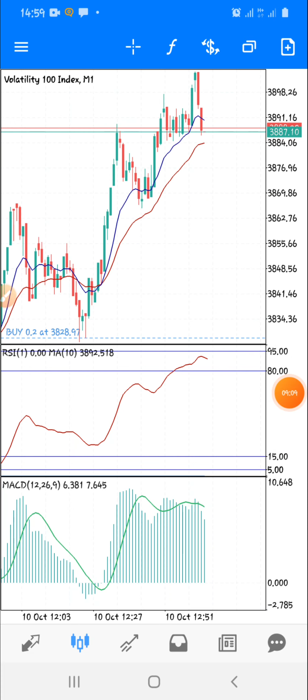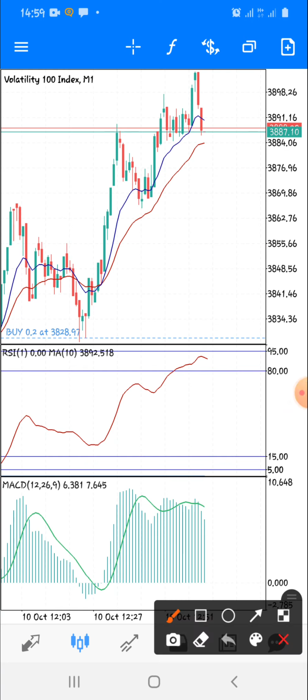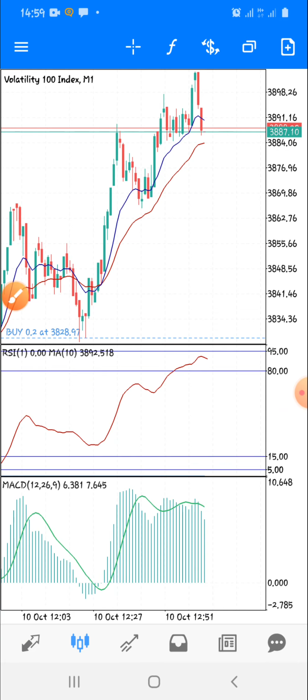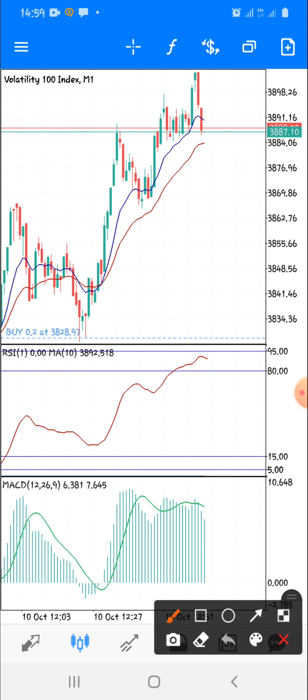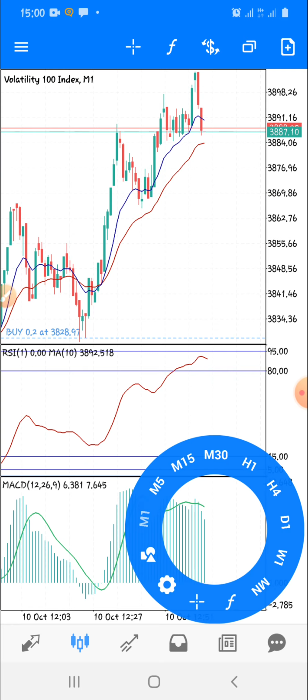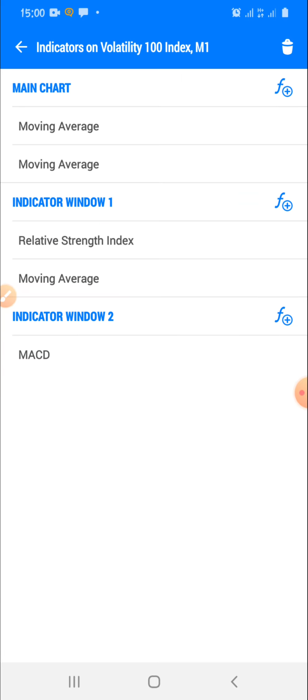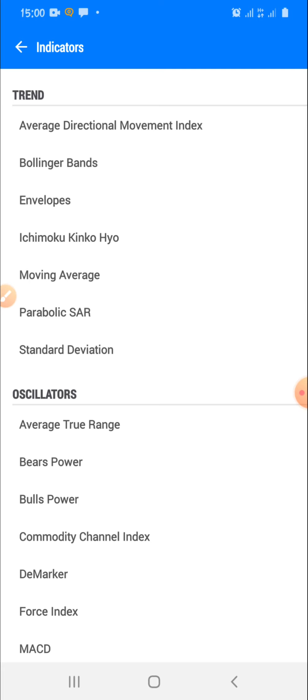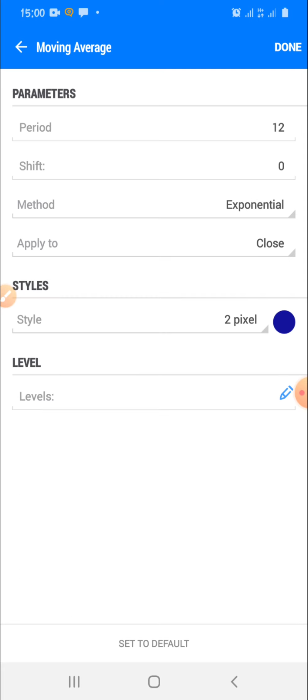Yes, so if we observe below, in this window here, we only have the MACD, and we have the MACD line, which is the green line, called the MACD line. So currently we need to add another moving average here. To boost my illustration, let's click here, and on window 3 we will add the moving average, which is exponential.